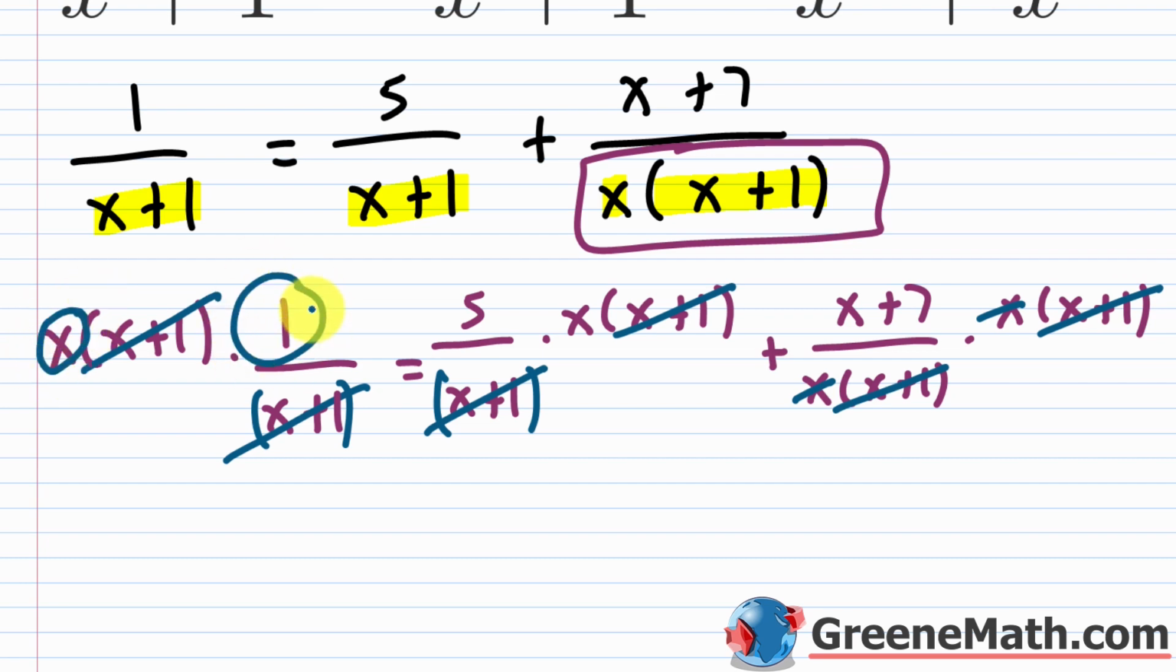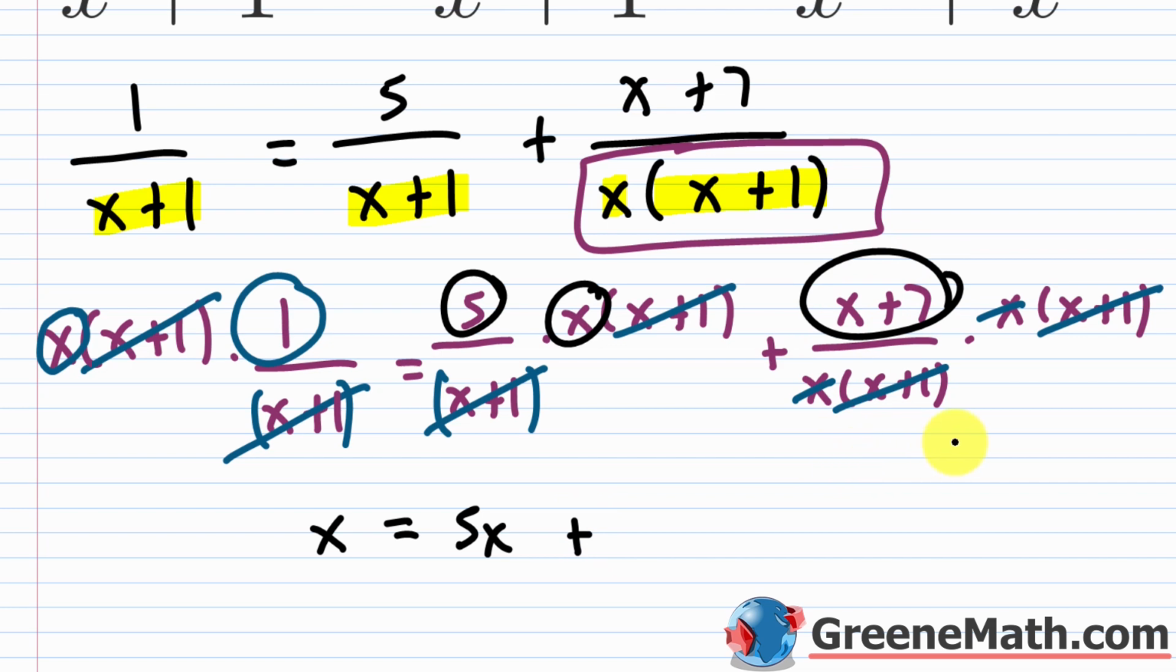So you have to be really, really careful when you solve these types of problems. So this is going to be x times 1, or just x, is equal to 5 times x, so that's 5x. And then plus, over here you have this x plus 7, and that's it. Everything else is canceled away. So x plus 7.